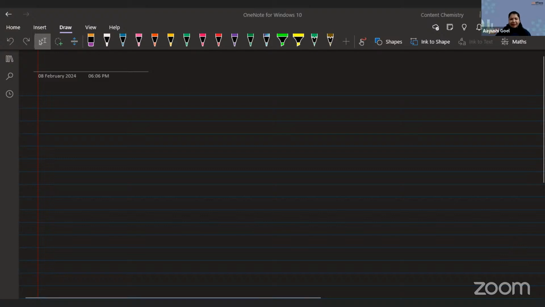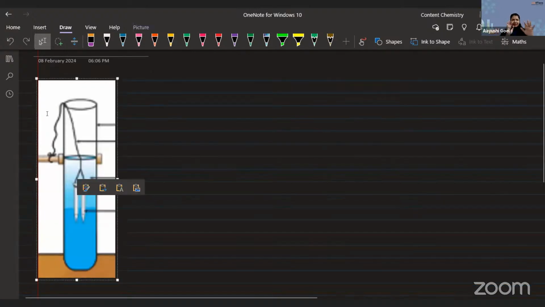So let's start with the first activity. I can basically ask you this activity in different formats. First, it can be asked in the acid-base reaction in the first chapter, that is chemical reactions. Second, I can ask this in metals and non-metals. And third, I can ask this in acids, bases, and salts also. Let's see. This is a simple experimental, activity-based question which we have here.